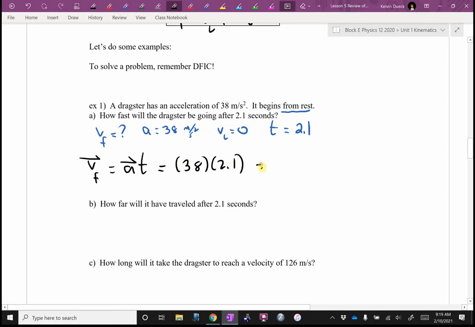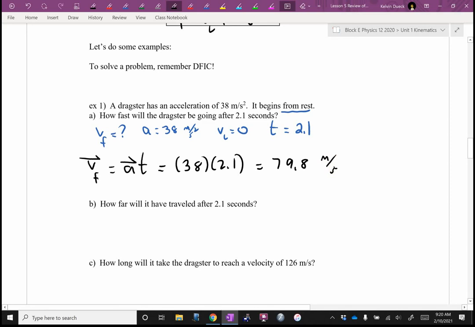38 times 2.1. I think I can do this in my head. It's going to be 38 plus 38 is going to be 76. It's going to be 76 plus 3.8. So it's going to be 79.8? Units, velocity, meters per second.